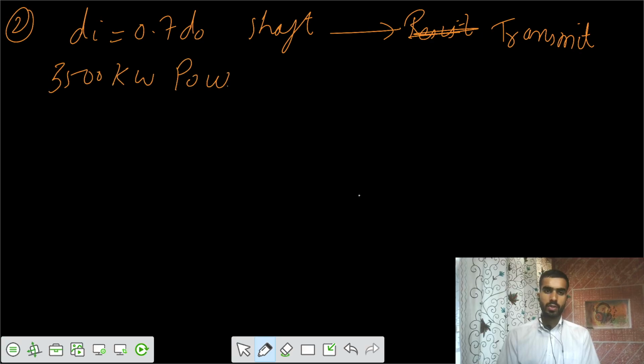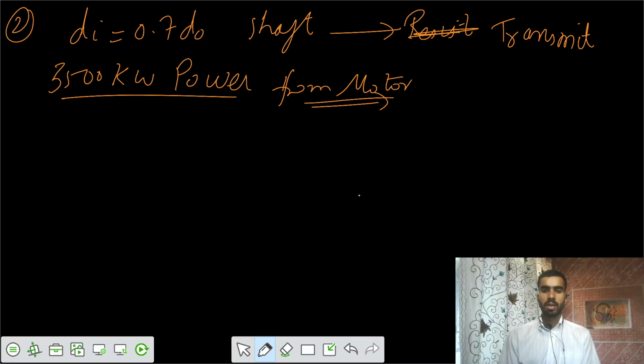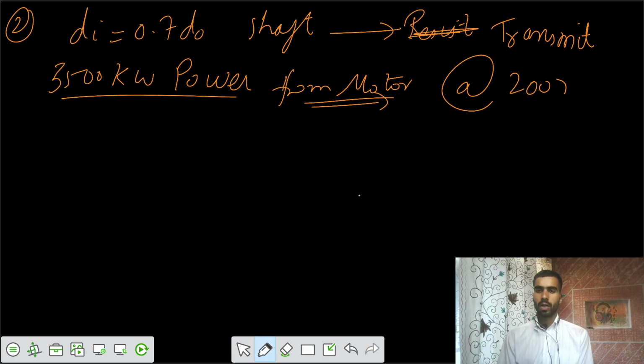It has to transmit this amount of power from a motor to some other part of the machine, at the rate of 200 revolutions per minute. And see, we have not studied this part, this rotation, yet. Let's have that rotation also. Let's keep the question as it is.